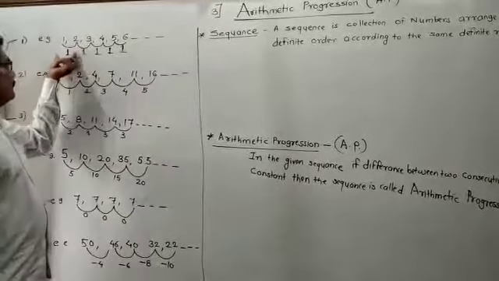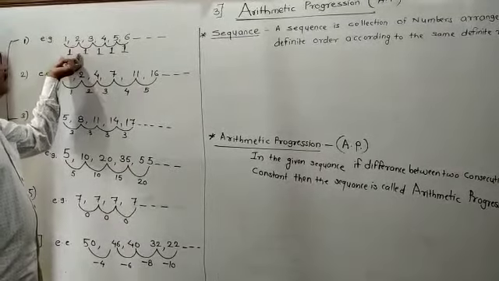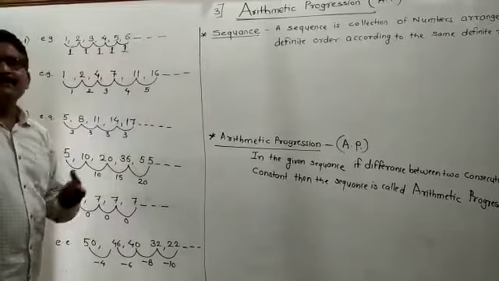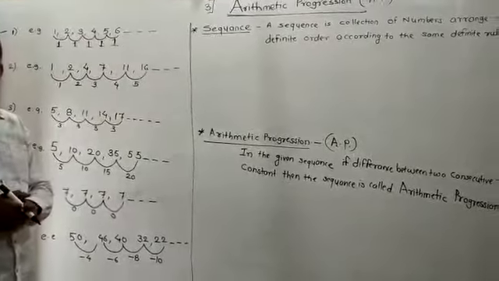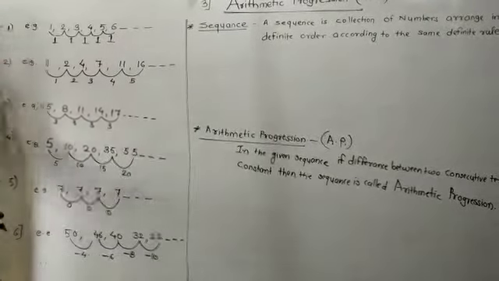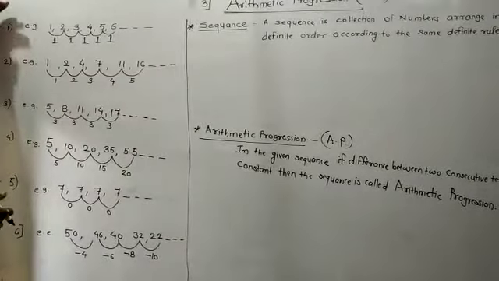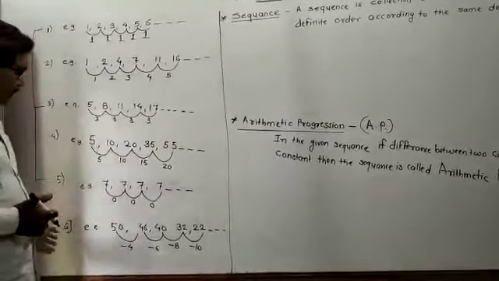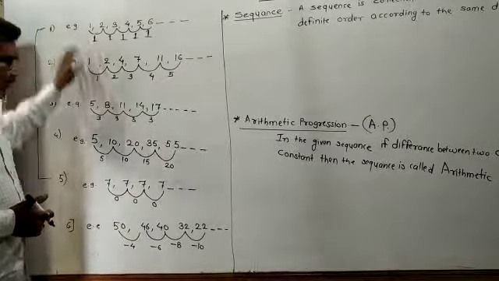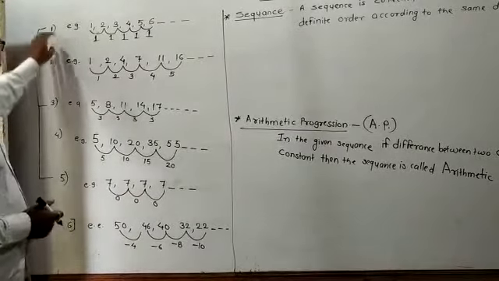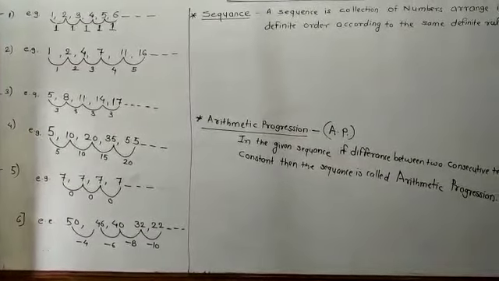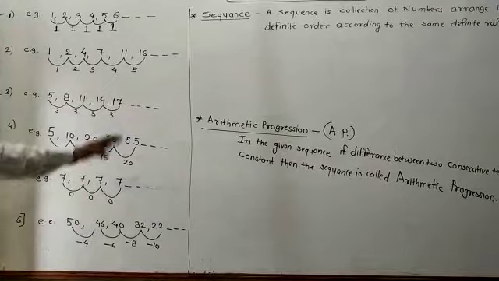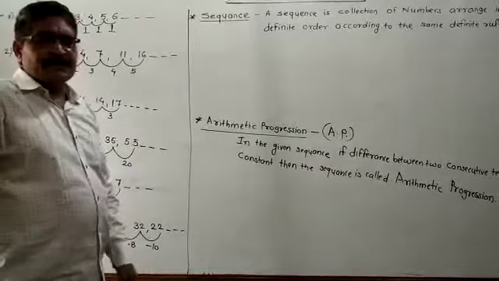Here also, the difference follows the same definite rule. The difference between two consecutive terms is 1, 1, 1 and 1. So all are called a sequence. All the series given on the right side are called sequences, meaning examples 1, 2, 3, 4, 5, 6 are sequences. Everybody understand? Then what is the meaning of arithmetic progression?